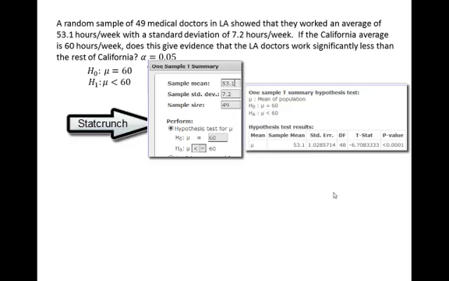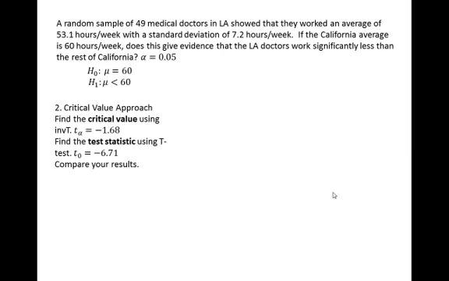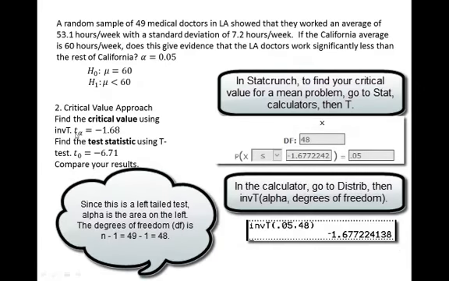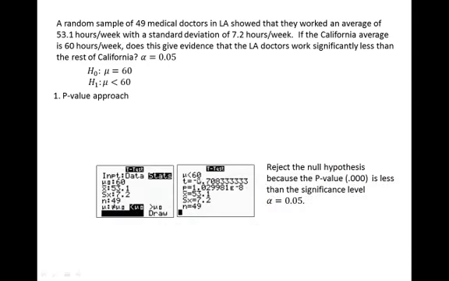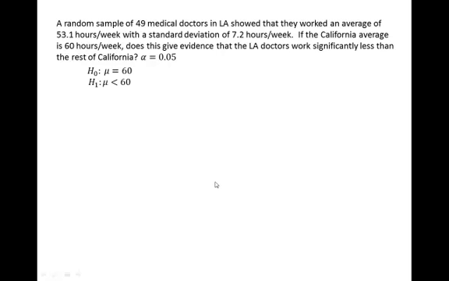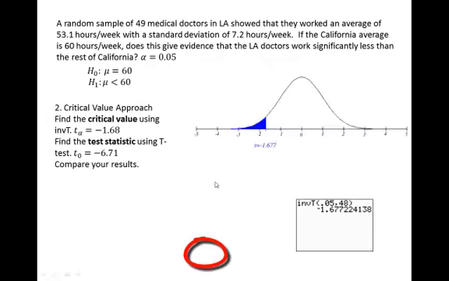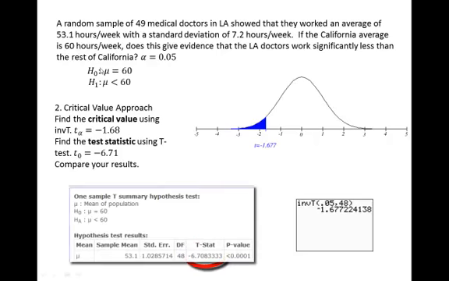If we did this using the classical approach, we find our critical value using inverse t. We find our test statistic using our previous test. Here's our test statistic on that top line, negative 6.71. And we compare our results. So here is our critical value at negative 1.68.